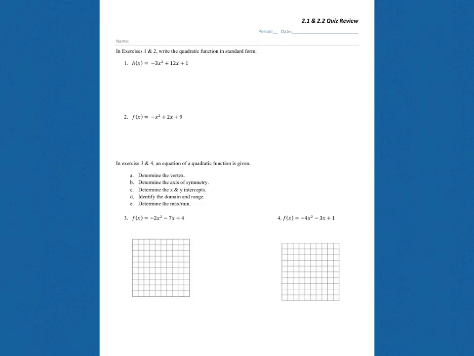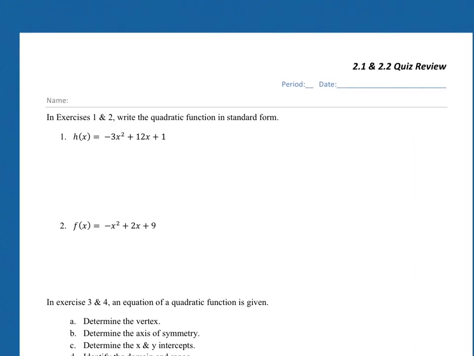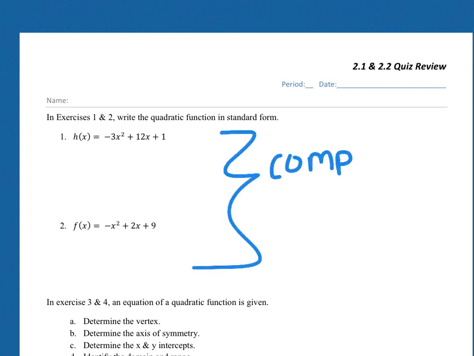This is on Canvas. This is what's on Canvas as your quiz review, and also the solutions to it, but I want to go through a couple of things right here. This is pretty similar to the flow of your quiz as well. In the beginning, you are going to have to complete the square. So directions like write the quadratic in standard form mean complete the square. So these are your kind that are going to be complete the square.